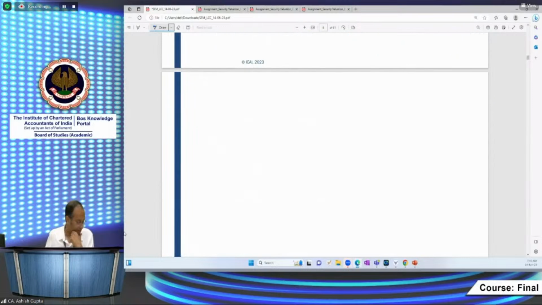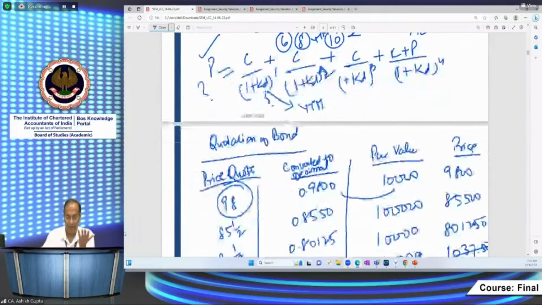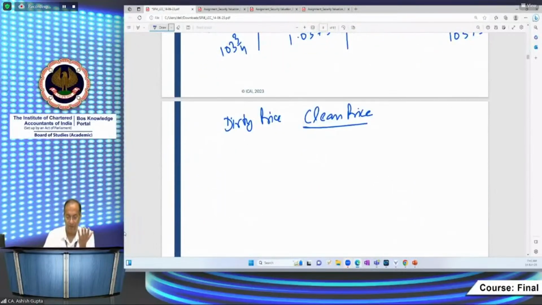There is another concept, dirty price and clean price. The difference is that clean price is normally the value of a debenture. When we compute the value of any debenture or any bond, it is called our clean price because normally the purchase price is quoted like that. However, when we make the actual purchase, some element of interest is included in the same.